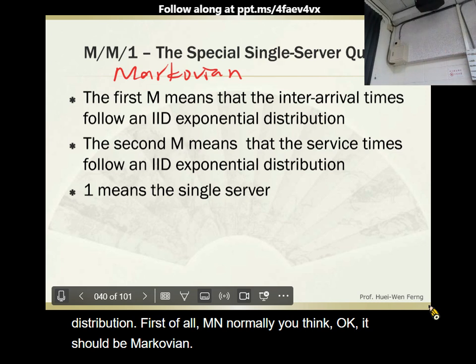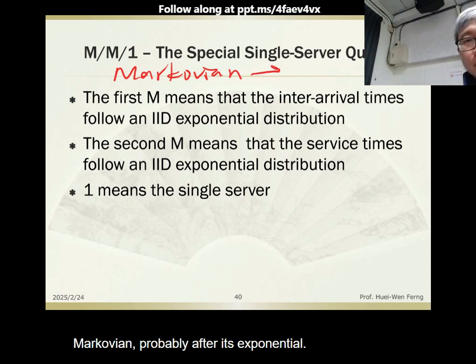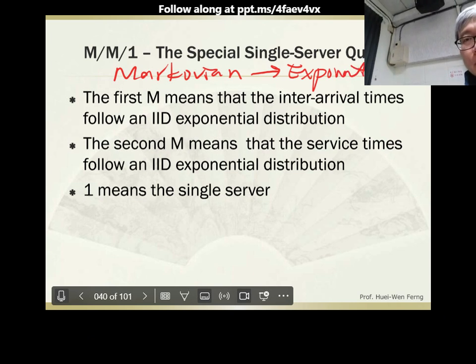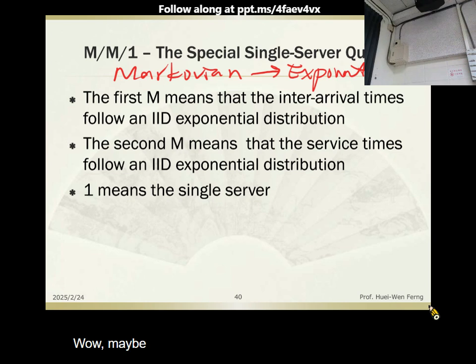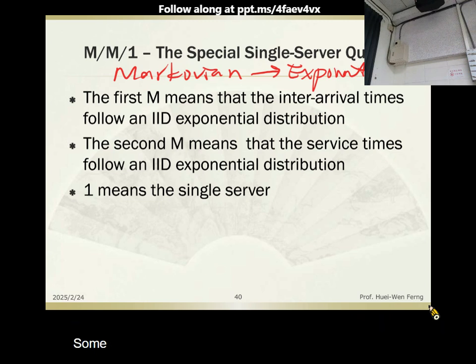If we have the Markovian property, actually it's exponential. Well, maybe you have a question. Exponential, we have an E, but why do we want to use M? For some reason, some researchers proposed a notation, and the proposed notation is called Kendall.